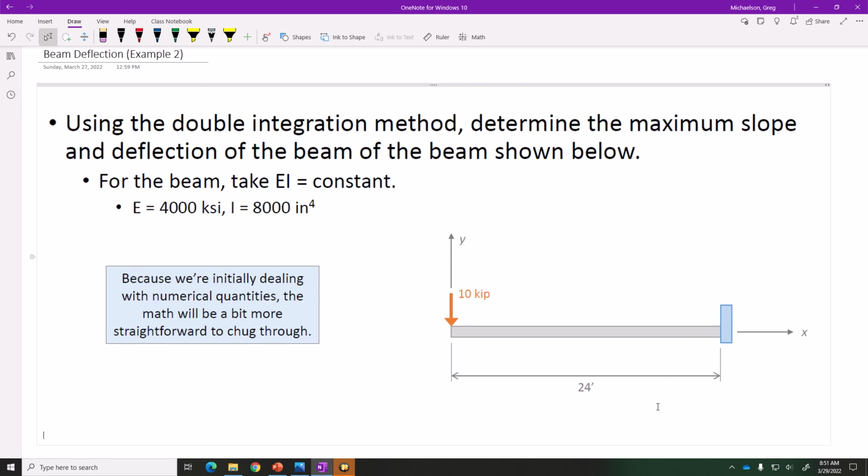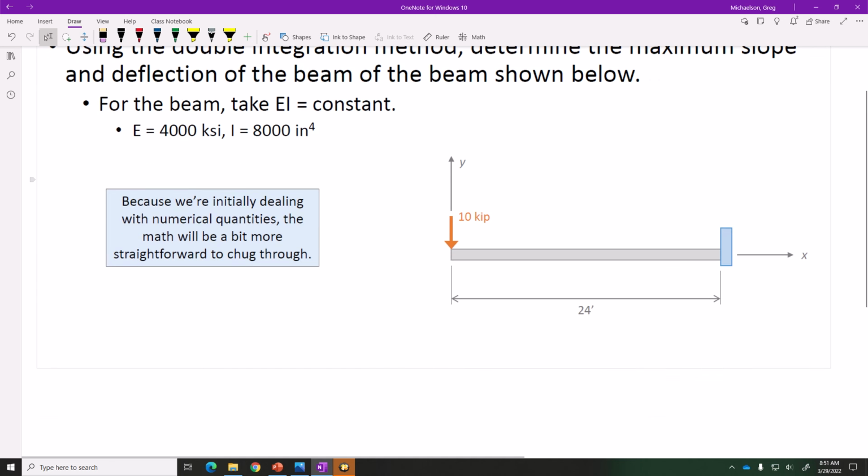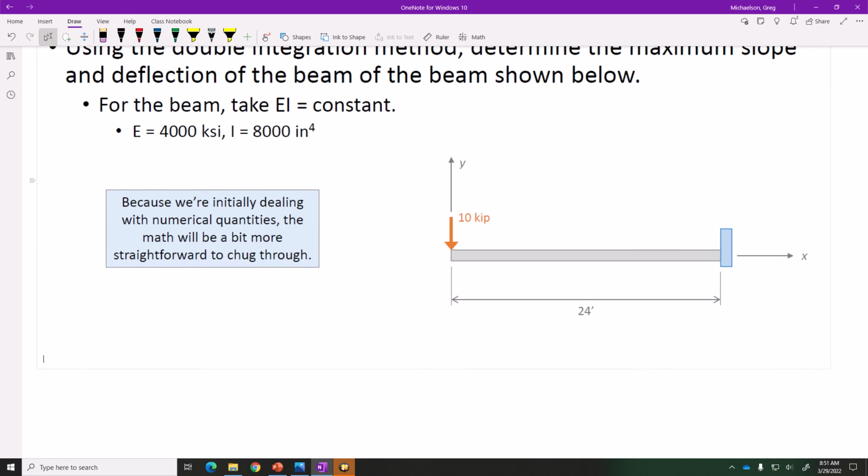That's a big deal for this type of problem. Okay, let's see if we can conceptualize what we think the shear diagram is going to look like for this beam. It's going to go down, over, up, right? So if we have a constant shear diagram, what's our moment diagram going to look like?